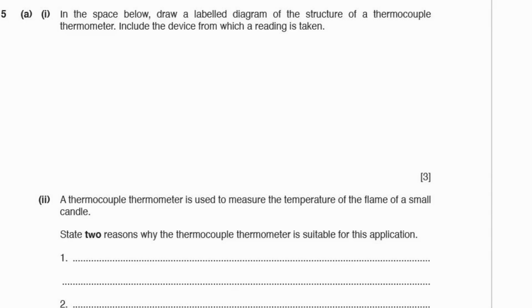Question 5. Alright, in the space below, draw a labelled diagram of the structure of a thermocouple thermometer. Include the device from which a reading is taken.